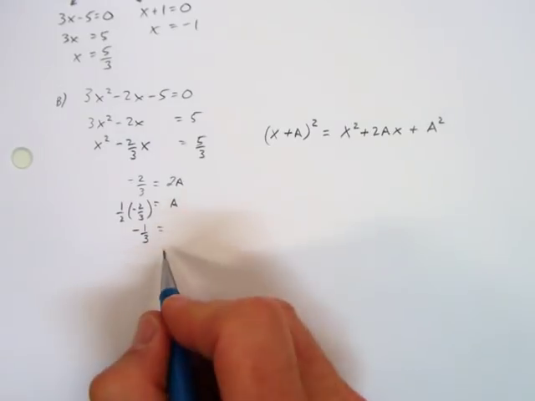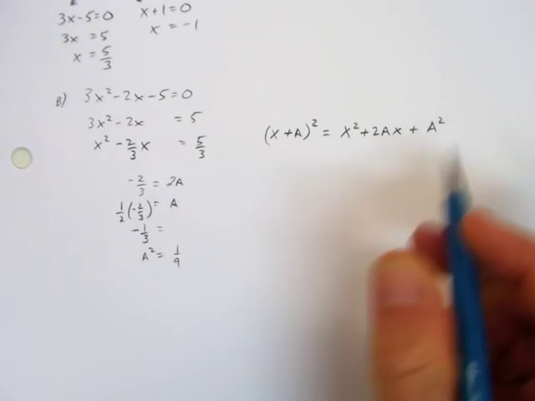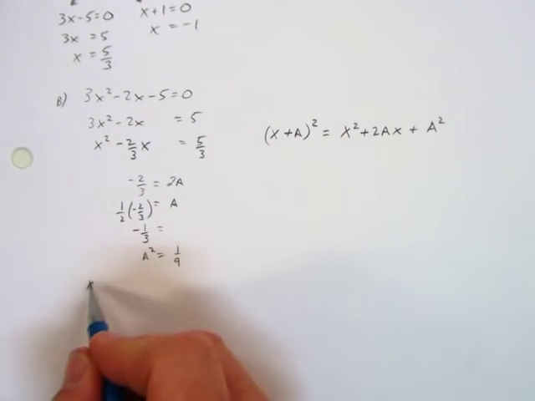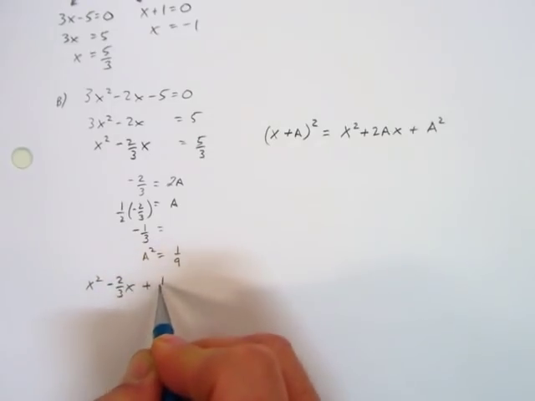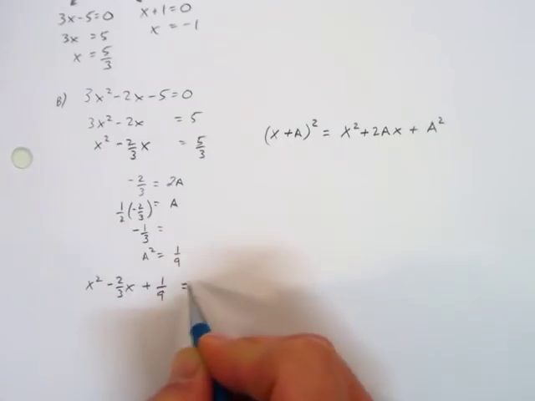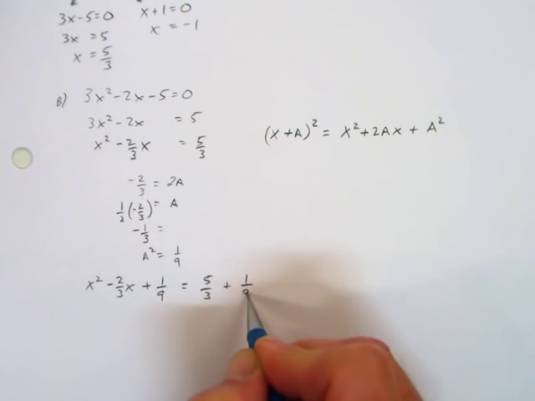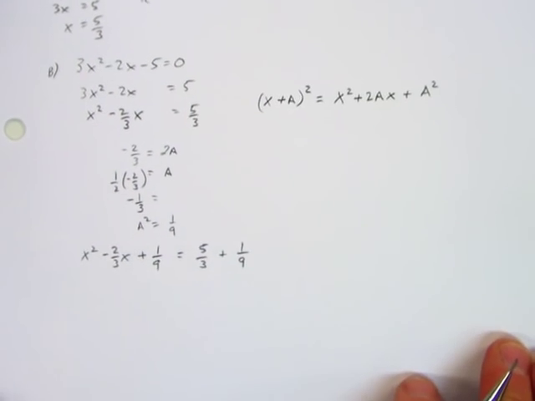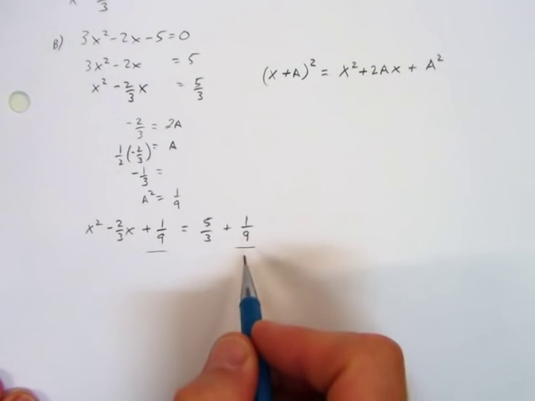If a equals negative 1/3, then a squared is 1/9. So what we're going to do now is write x squared minus 2/3 x. We're going to add in 1/9, but we can't just do it to one side of the equation. We need to do it to both sides because it is an equation and we have to keep them equal. So we've added in 1/9 to each side.